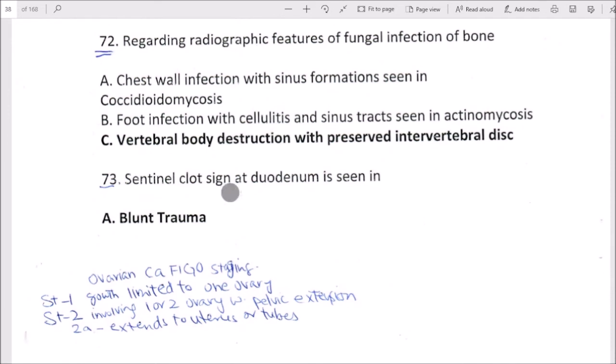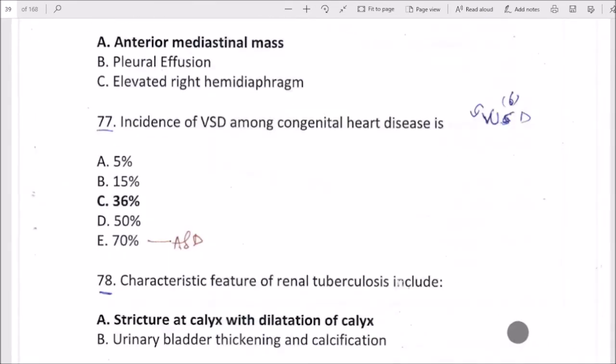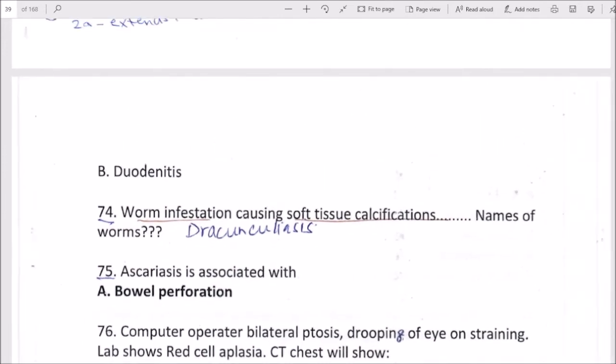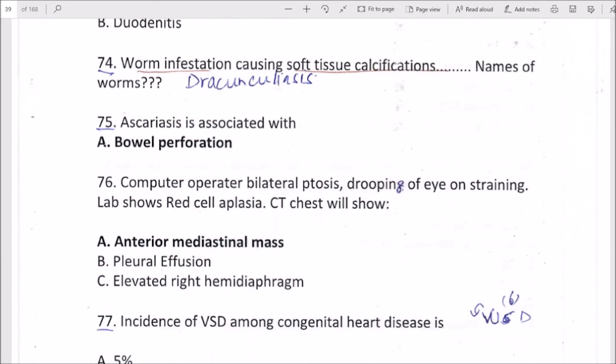73. Sentinel clot sign at duodenum seen in blunt trauma. 74. Worm infestation causing soft tissue calcification. So remember the name of the worm is Dracunculiasis.